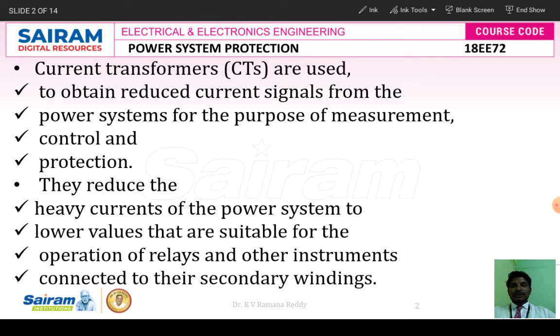Therefore, current transformers are used to obtain reduced current signals from the power systems for the purpose of measurement, control and protection. These current transformers reduce heavy currents of the power system to lower values that are suitable for the operation of relays and other instruments which are connected to their secondary windings. The operation of relays and other instruments like metering and indicating instruments connected to the secondary winding is easy, because the current is very small compared to the primary winding, which deals with high currents like the high tension system of our power system.